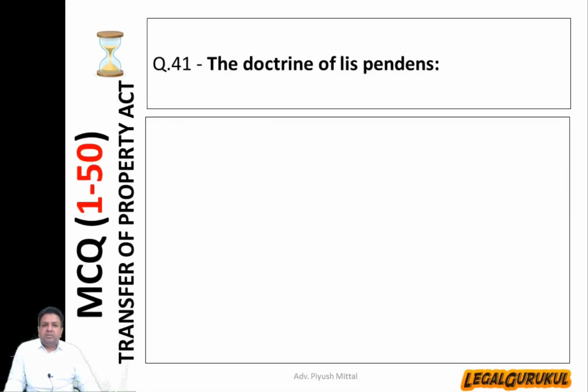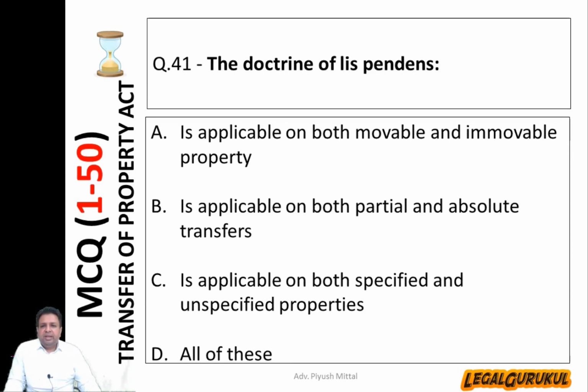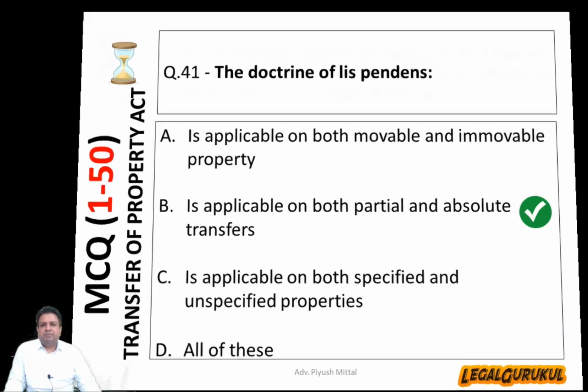Question number 41. The doctrine of lis pendens. A. Is applicable on both movable and immovable property. B. Is applicable on both partial and absolute transfer. C. Is applicable on both specified and unspecified properties. D. All of these. And the correct answer is B. Is applicable on both partial and absolute transfer.